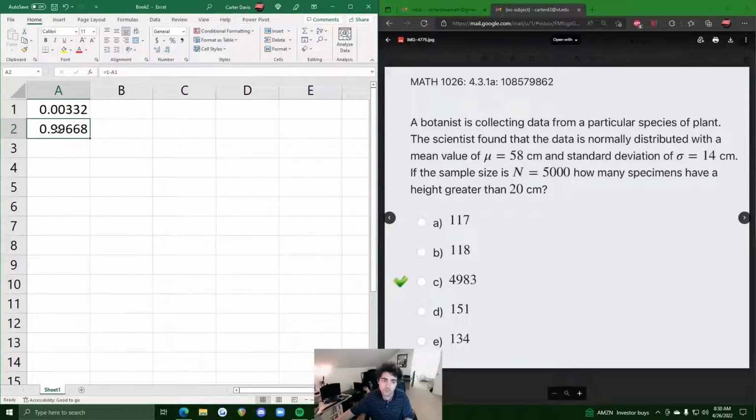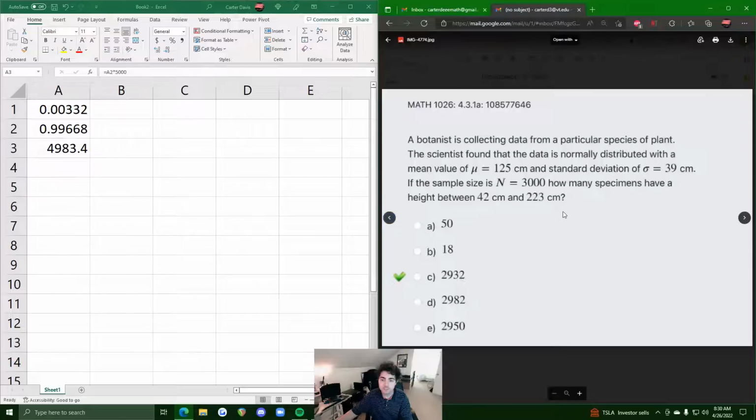99.7%. So we are going to take this and multiply this by the sample size. So equals this times 5,000. And that gives us this 4983, which is our answer. So it's that many, or 4983 out of the initial 5,000 that have heights greater than 20, which makes sense logically, because if the mean height is 58 centimeters, and they're asking how many have a height greater than 20, it's probably going to be just about all of these 5,000, right?